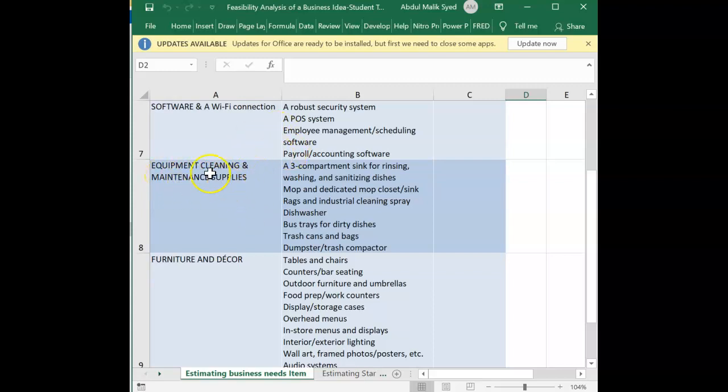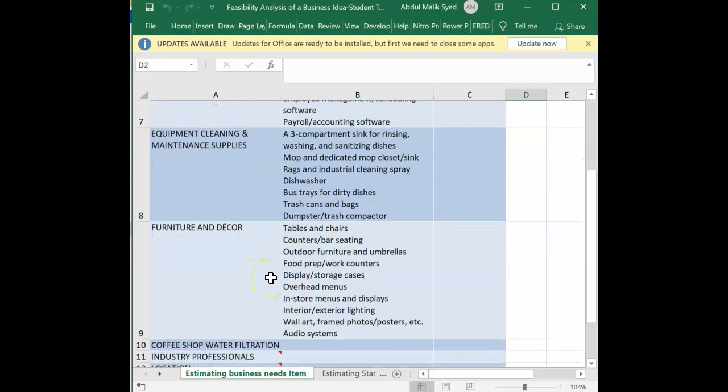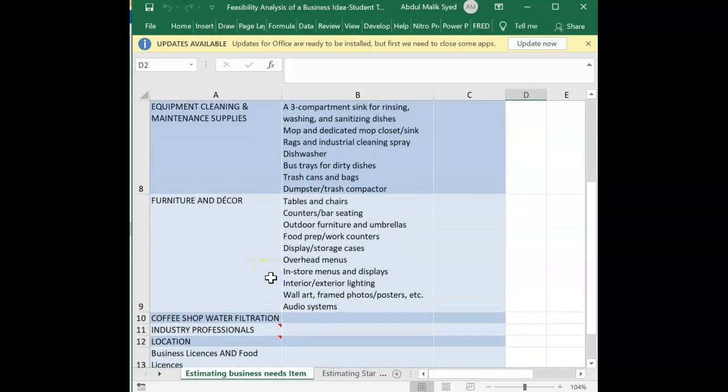So then you also require equipment cleaning and maintenance supplies, furniture and decor, right? Coffee shop water filtration. This is a very prime thing. If the tap water is not good for consumption, then you require some water filtration, small plants to take care of those aspects, right?